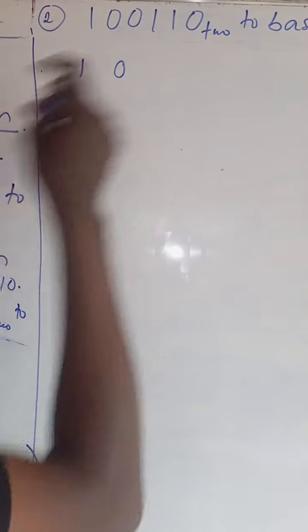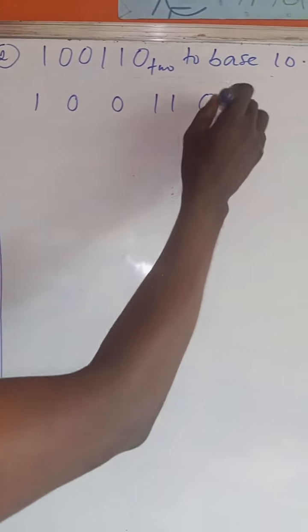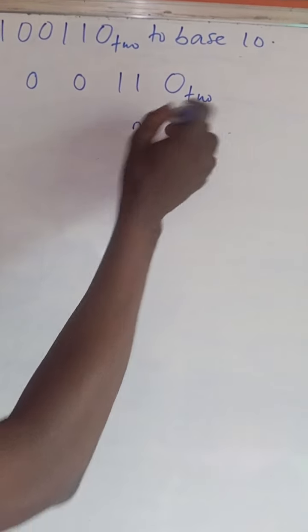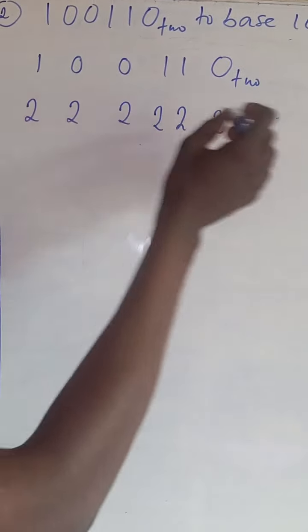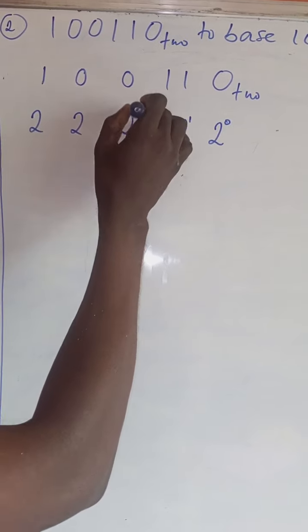1 0 0 1 1 0 base 2. So this one I'll write the 2 as normal. The 2, since that is base 2: 2 2 2 2. So the first one is to the power of 0, power of 1, power of 2, power of 3, power of 4, power of 5.